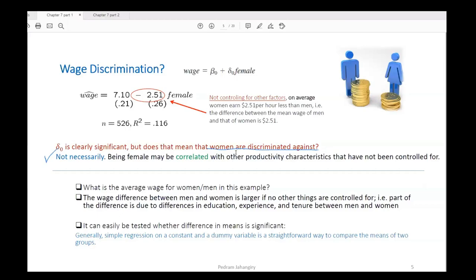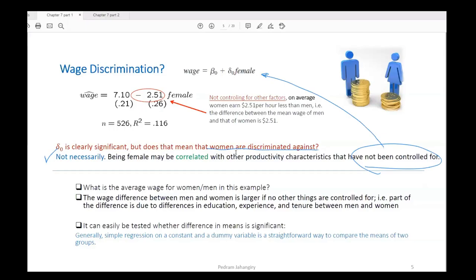Being female may be correlated with some other productivity characteristic that has not been controlled for in the model. So we have omitted variable bias, right? The omitted variable bias is clear here, okay? So again, we can be hopeful that if I control for other explanatory variables, the effect is hopefully not significant. And if it is significant, it's smaller than that. So this is a very important observation.